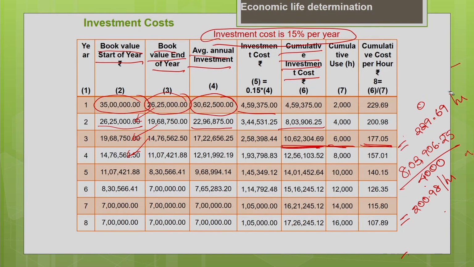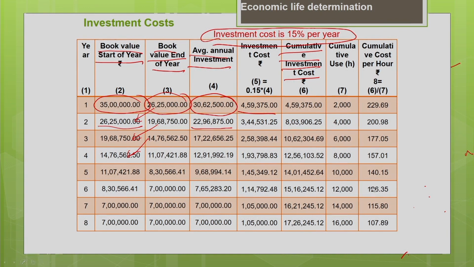So what I am trying to say is, if you are going to hold your machine with you for 3 years, for example, the cumulative investment cost per hour for the 3 years is 177.05. Similarly, if you are going to hold your machine with you for 4 years, the cumulative investment cost per hour for the 4 years will be 157.01. That is why we are trying to find based on cumulative basis, so that we can get a clear picture for the replacement. So this value indicates the cumulative investment cost per hour for the past 4 years.